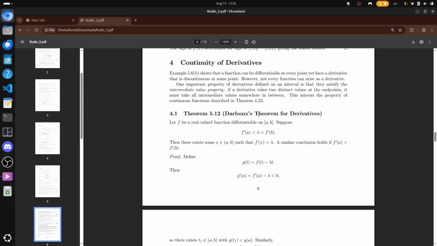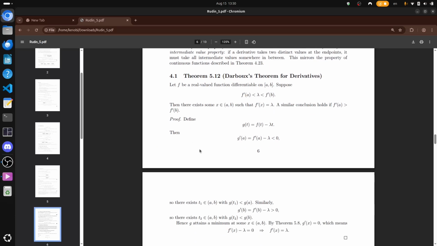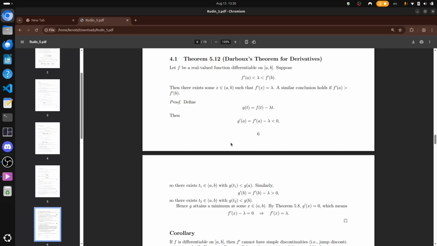Okay. So let f be a real valued function differentiable on [a, b]. Suppose f prime of a is less than lambda, which is less than f prime of b. Then there exists x in (a, b) such that f prime of x is equal to lambda. A similar conclusion holds if f prime of a is greater than f prime of b. Now, the strategy over here is to take g of t equal to f of t minus lambda t. Why? Because if you take the derivative, this is going to become minus lambda.